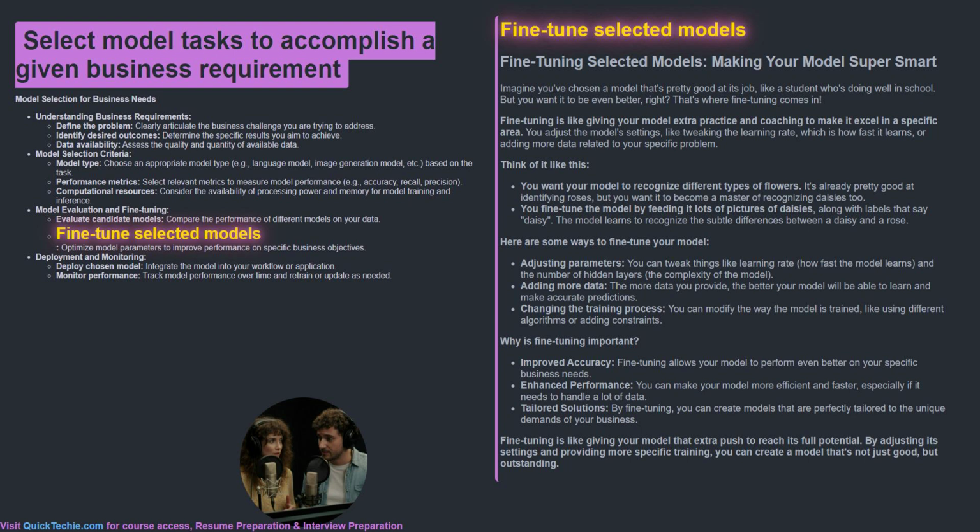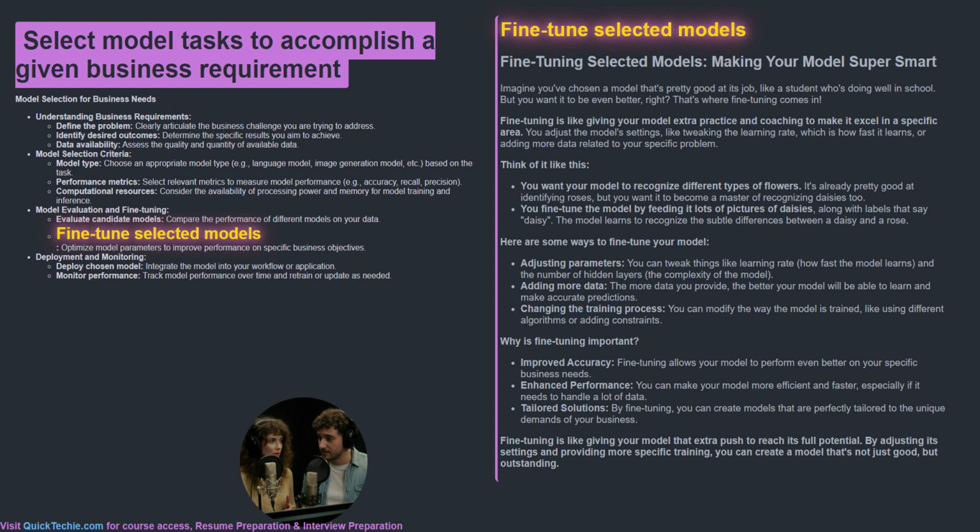You adjust the model's settings, like tweaking the learning rate, which is how fast it learns, or adding more data related to your specific problem. Think of it like this. You want your model to recognize different types of flowers. It's already pretty good at identifying roses, but you want it to become a master of recognizing daisies too. You fine-tune the model by feeding it lots of pictures of daisies, along with labels that say, daisy. The model learns to recognize the subtle differences between a daisy and a rose.